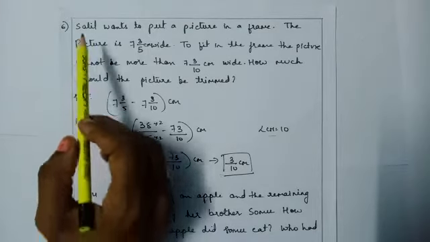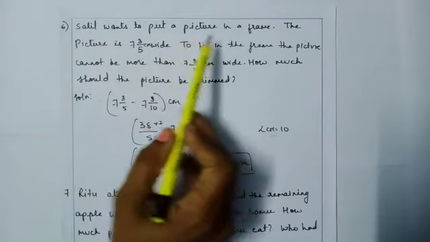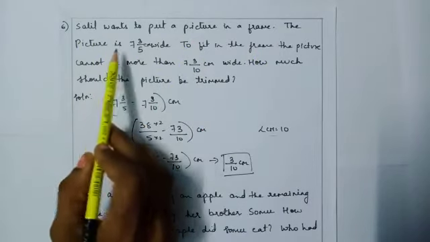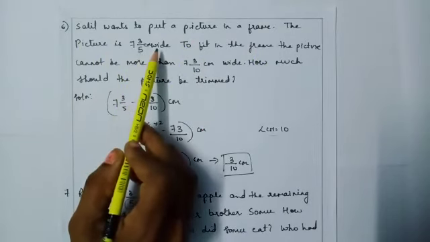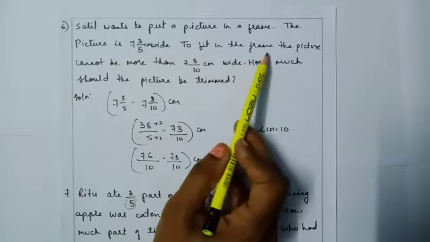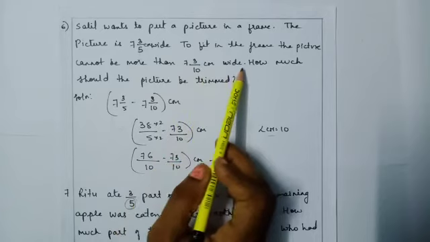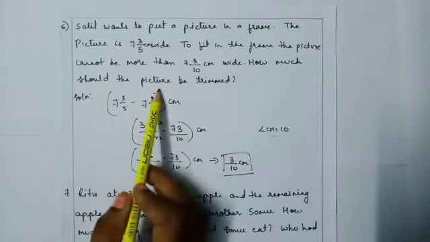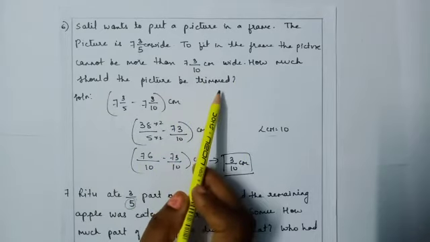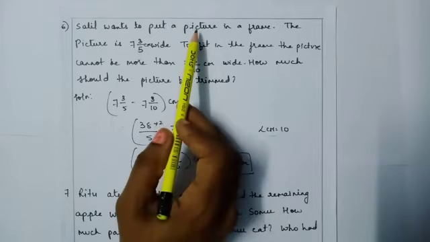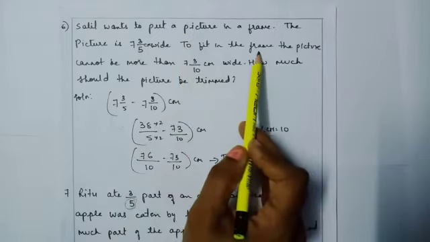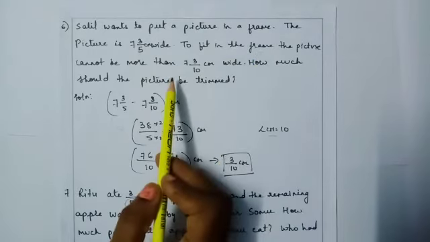The next problem. Salil wants to put a picture in a frame. The picture is 7 3 by 5 centimeters wide. To fit in the frame, the picture cannot be more than 7 3 by 10 centimeters wide. How much should the picture be trimmed? So once you read this problem, you will come to know that the width of the picture is more than the width of the frame. So it is a subtraction problem.